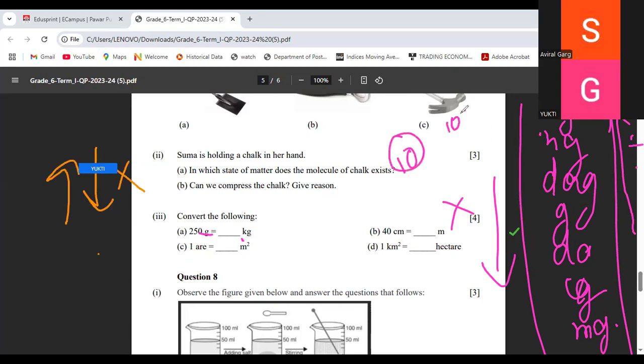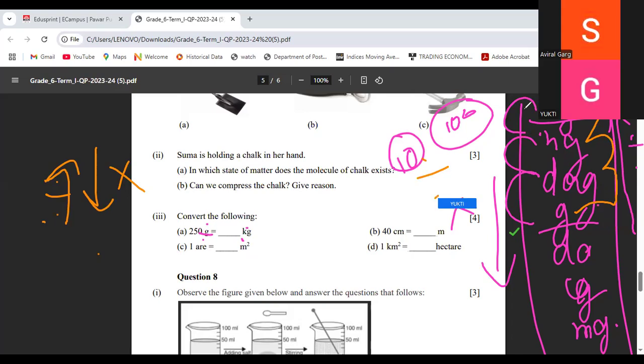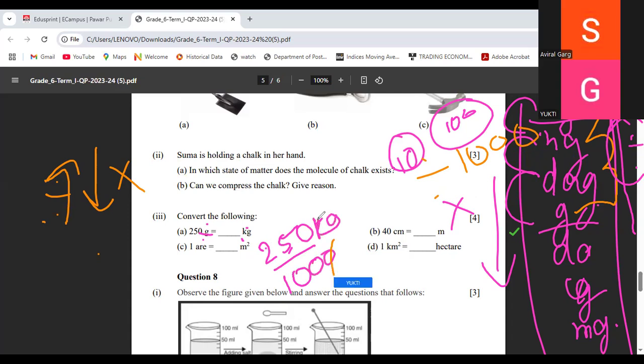Two steps means 100. Let's go from gram to kg. This is gram and here is kg. So we are going up: 1, 2, 3. That means 1000. Which operation? Division. So 250 upon 1000 kg. Then 0, 0 cut. 25 ones are 25, 25 fours are 100, so 1 upon 4. It is 0.25 kg. This is our answer.